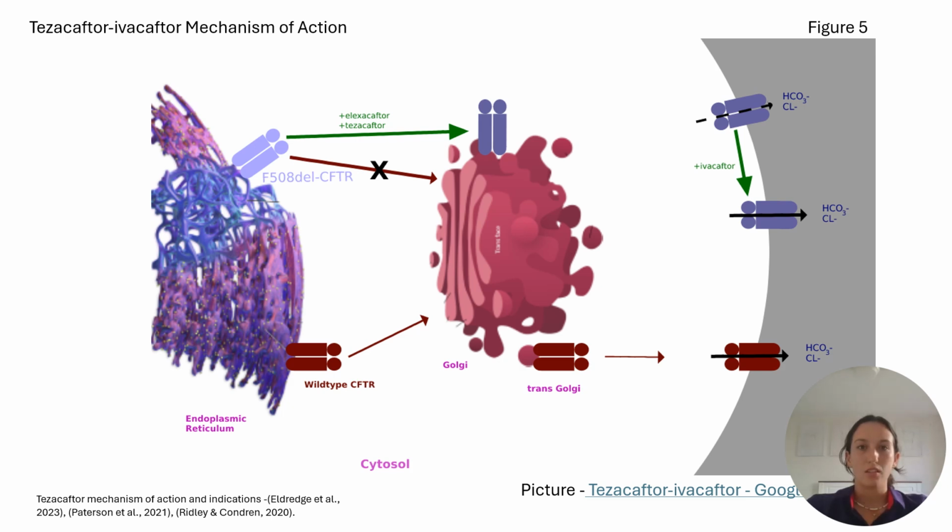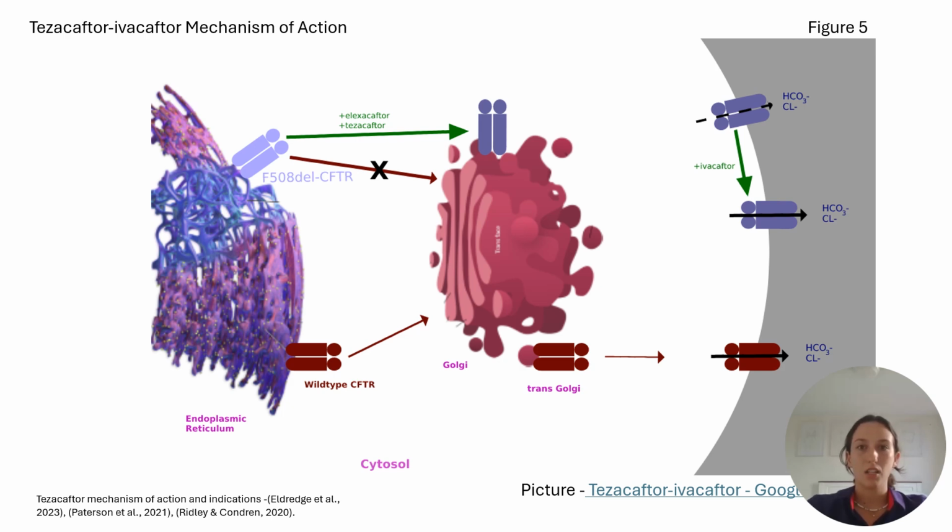CFTR modulators are a common pharmacological treatment and management option for patients suffering with cystic fibrosis. A common drug used to treat cystic fibrosis is tezacaftor and ivacaftor, which is a potentiator in a class of drugs called the CFTR modulators.